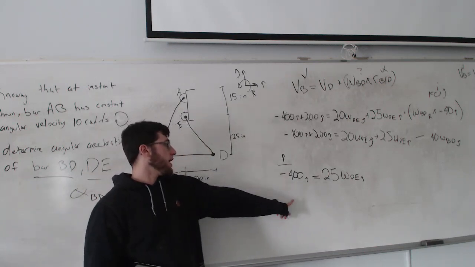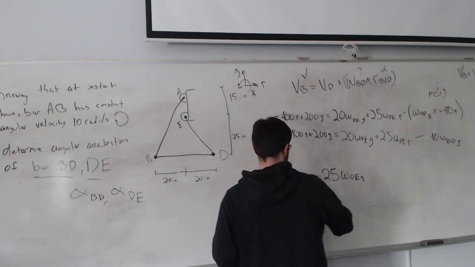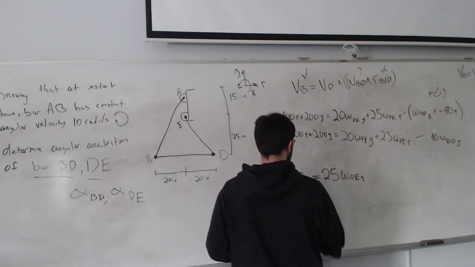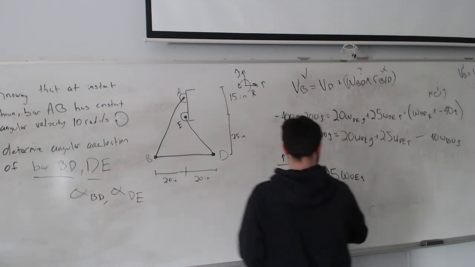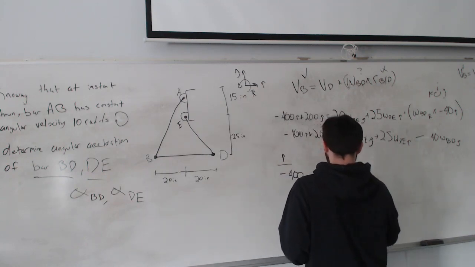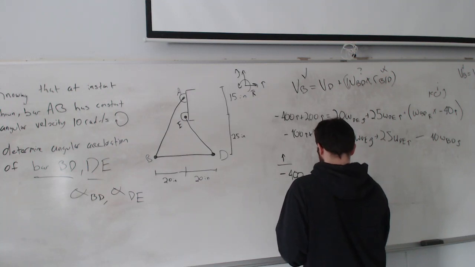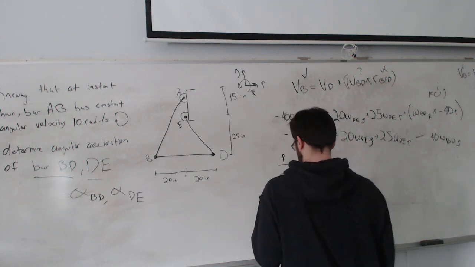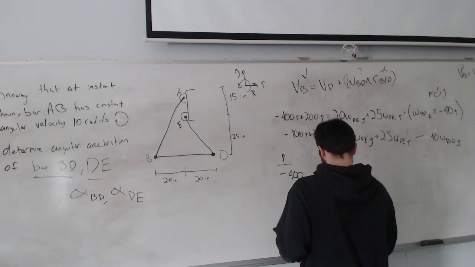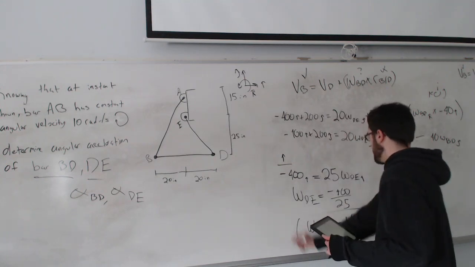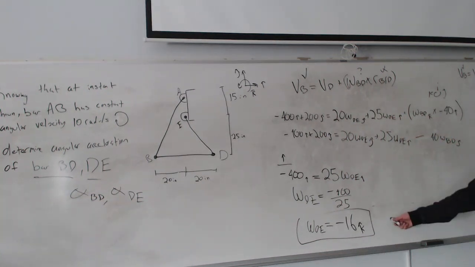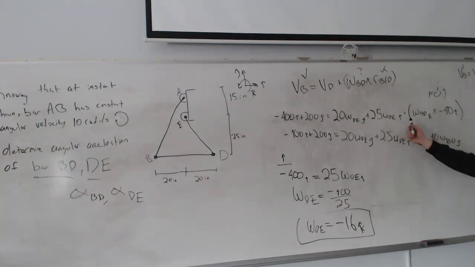So now I can get angular velocity of bar DE is just negative 400 divided by 25. So angular velocity of DE is equal to negative 16 in the K direction. Now that I have that, I can definitely solve for BD now, right? So is everyone good with this?